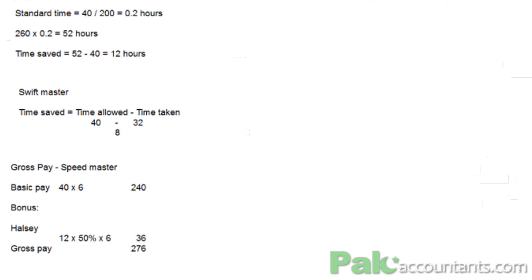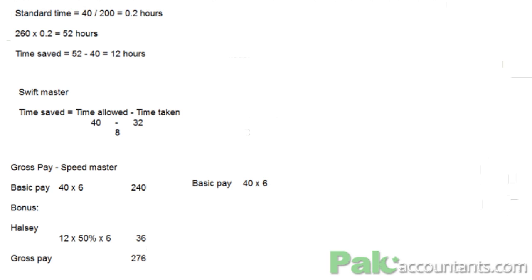Alright. However, if his calculation is based on Halsey, which is 1/3% of the time saved, then in that case the basic pay is going to be the same. This is not going to be any different. 40 multiplied by 6 gives us 240.